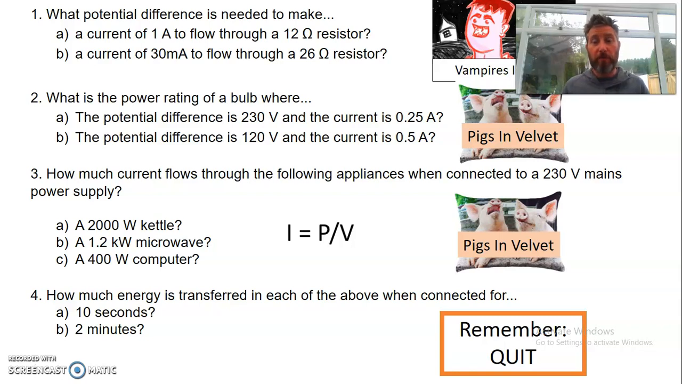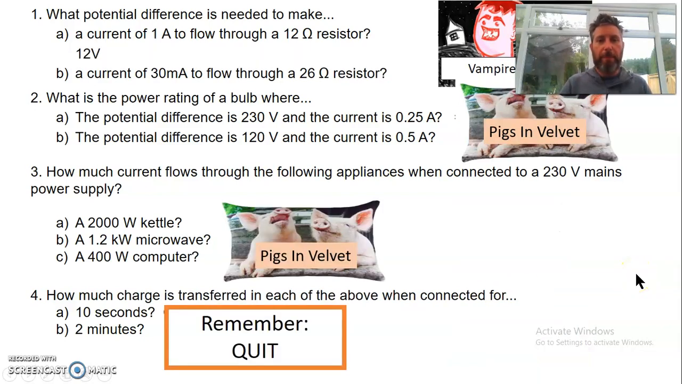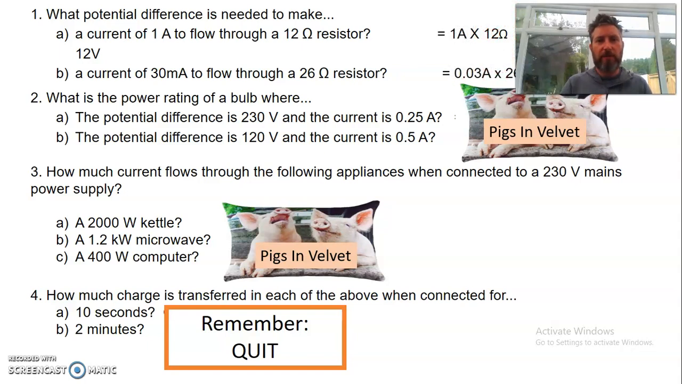Right, okay, I'm hoping you paused it and you've had a go. If you haven't, we're going to crack on anyway, and let's look at some of the answers. So first things first, what potential difference is used to make a current go through that? So I'm in vampires in red territory, so that's going to be V equals I times R. 1 amp times 12 is 12 volts. For the second one, 30 milliamps, I convert that to 0.03 amps, so 30 milliamps divided by 1000 basically, and then I'm going to plug that in. V equals I times R, so that's 0.03 amps times 26 ohms is 0.78 volts.